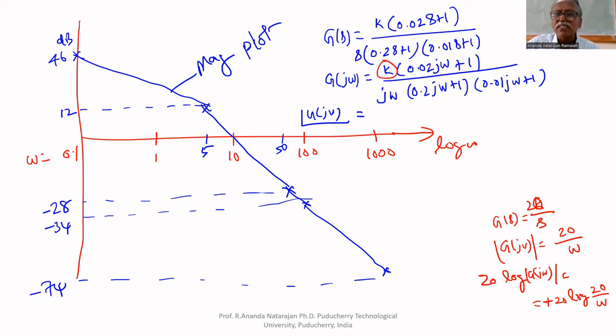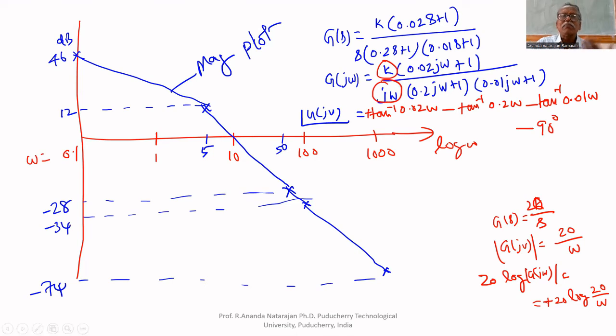That's why we can leave it. For the remaining terms, this is in the numerator, so tan inverse positive: tan inverse of 0.02 omega minus tan inverse of 0.2 omega minus tan inverse of 0.01 omega minus 90 degree. For this j omega, only the imaginary part, that's why minus 90. That's all. Substitute omega equal to 0.1.